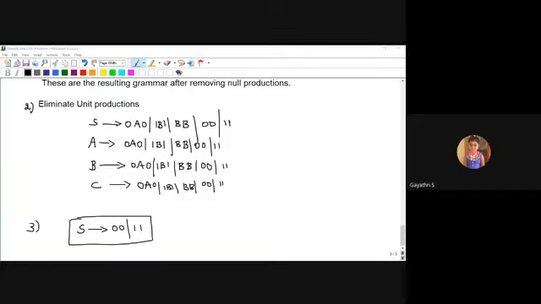The first part of unit number 4, simplification of context-free grammar, is over. The next part is the normal forms, Greibach and Chomsky normal form. I will come with some other set of problems in the next day's session.